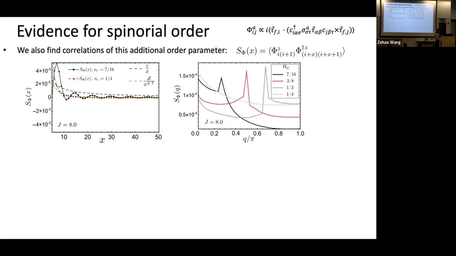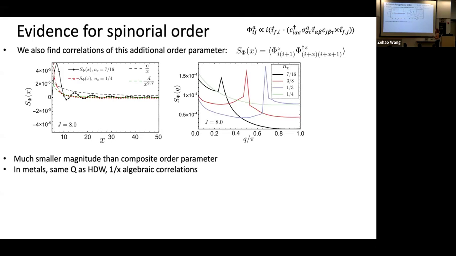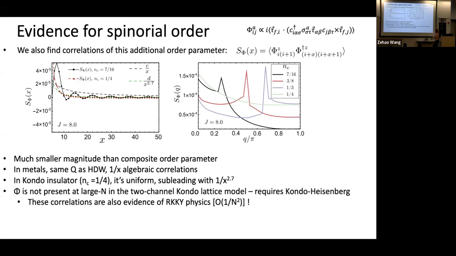And this is a Fourier transform for a few different values. It has the same Q dependence, except for the uniform component, as the static density wave. So it's much smaller in magnitude, right, 1 over x. In the Kondo insulator, it's uniform and has a subleading power law behavior. And this is also cool because in the 2-channel Kondo lattice model in the mean field, if I don't add a Heisenberg term, I don't get this term. And I don't have a Heisenberg term in this DMRG model. So this is essentially showing that there's evidence of RKKY physics in this system.